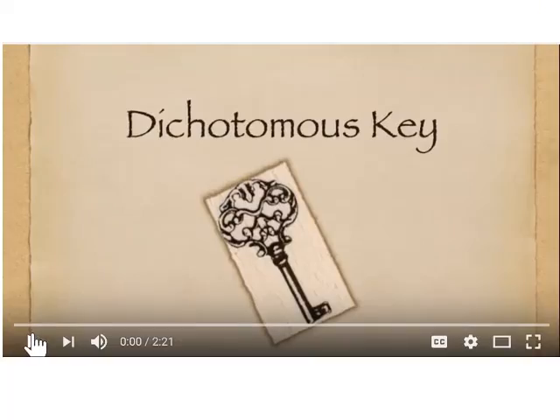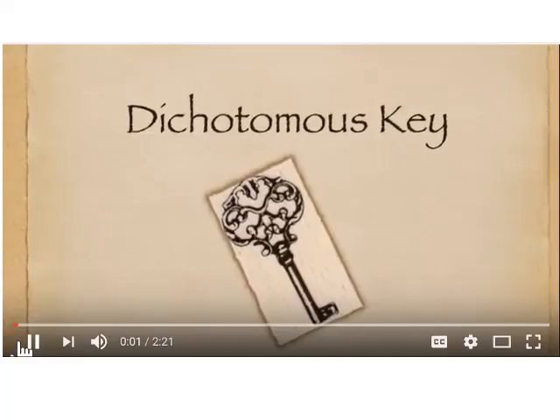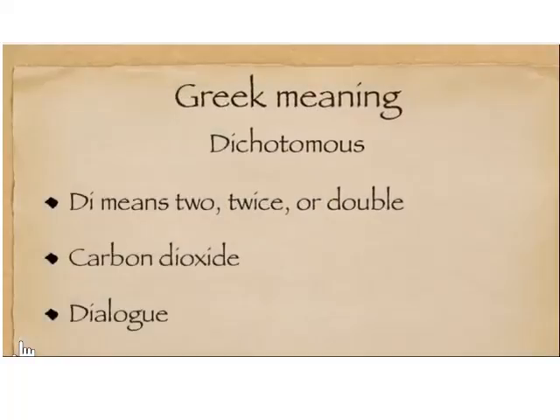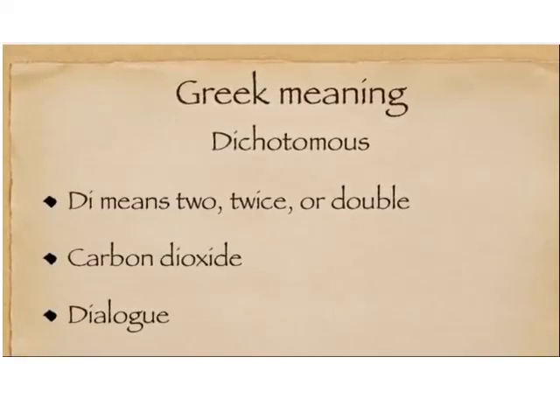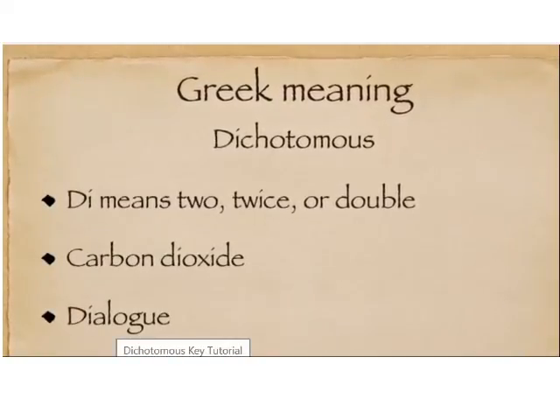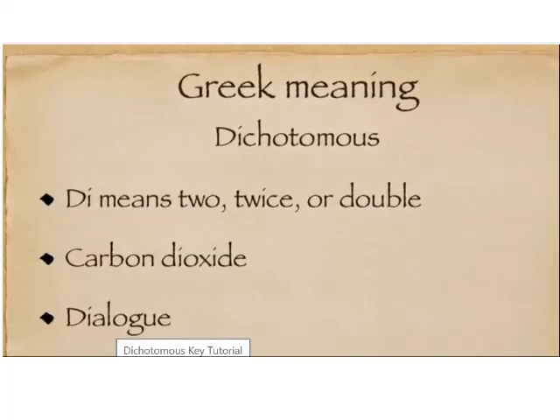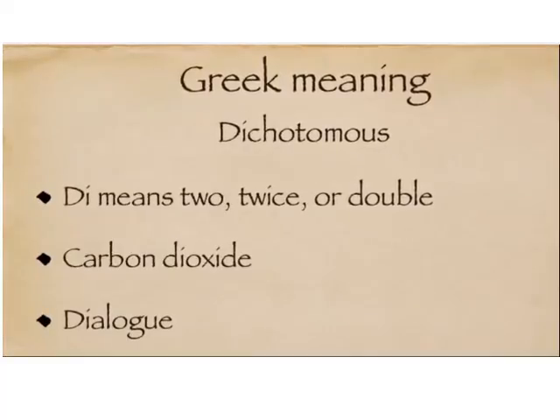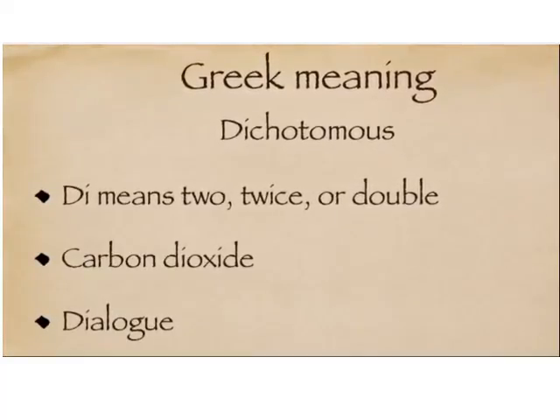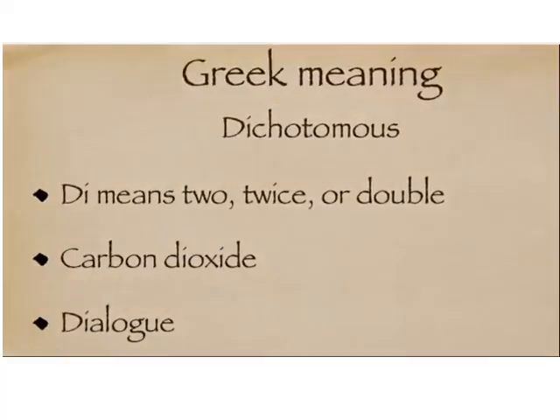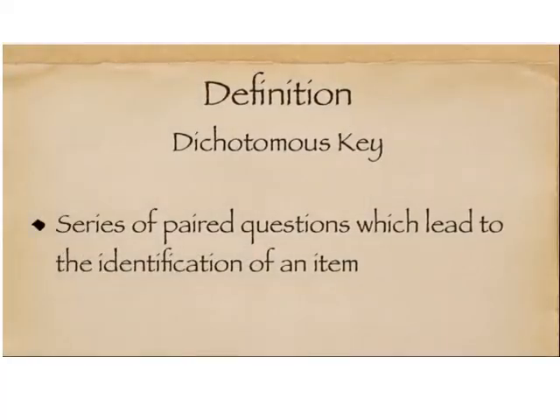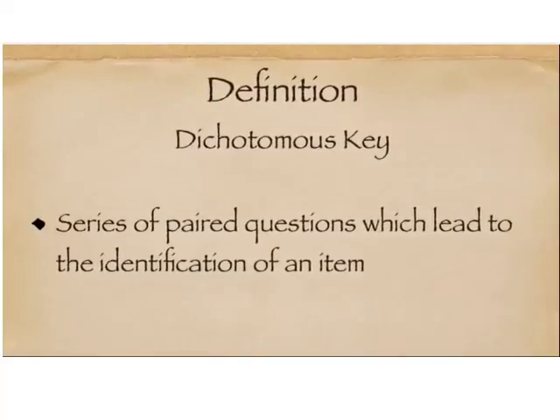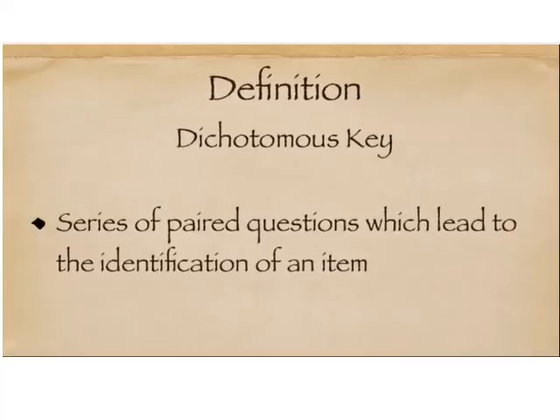All right, so here is the dichotomous key video. Today we will learn how to use a dichotomous key. What is a dichotomous key? Let's first look at the Greek prefix in the word dichotomous, di. It means two, twice, or double. We see it used in the words dioxide, as in carbon dioxide, which is a compound made of one carbon atom and two oxygen atoms. Dialogue is another word with the prefix di. It is conversation between two people. So knowing that information, how does that help us with the meaning of dichotomous? A dichotomous key is a series of paired questions which lead to the identification of an item.